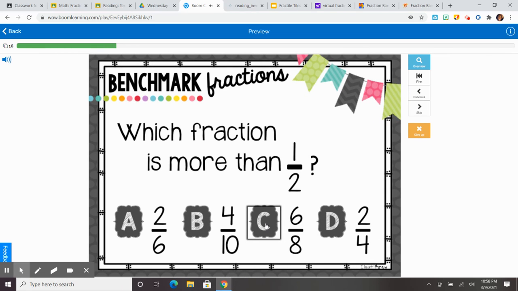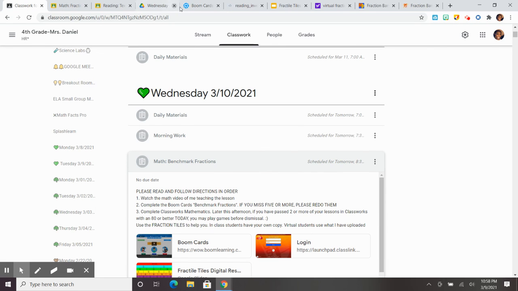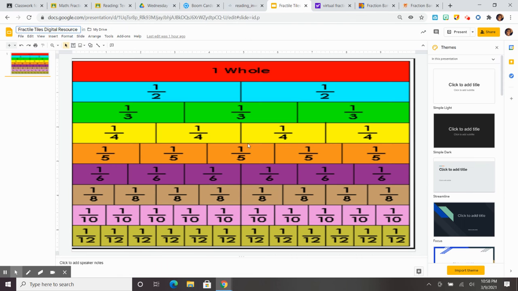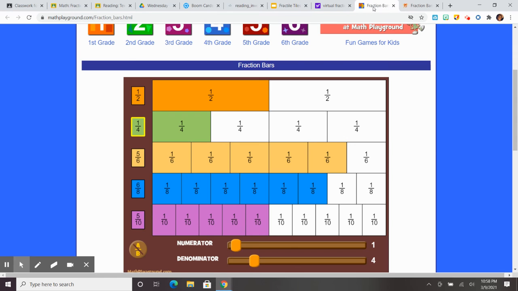Okay? So this is what you guys are doing for math. You're doing your Boom test cards first. And again, I'll have this website for you as well as this. You can look at the digital fraction tiles. And then here you have virtual fraction tiles. This is okay.